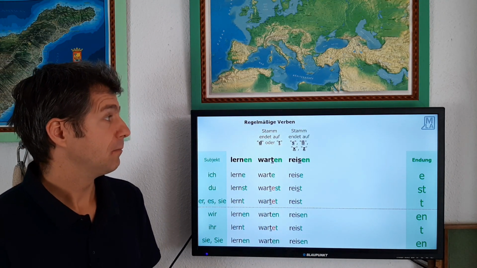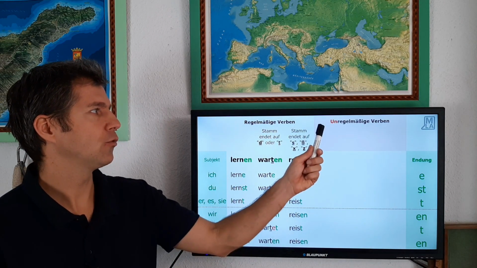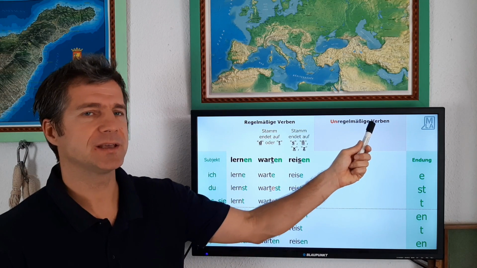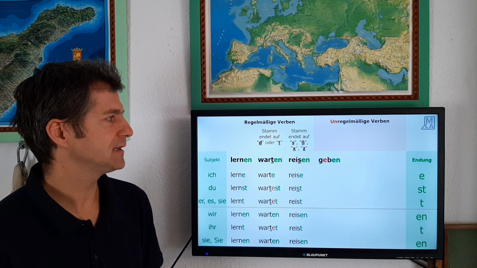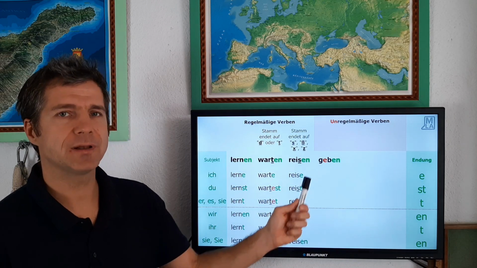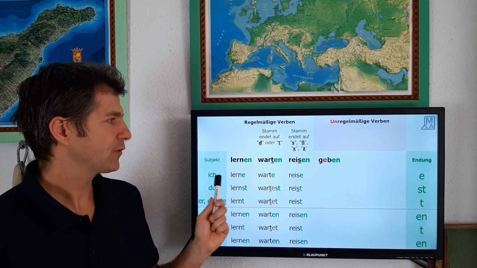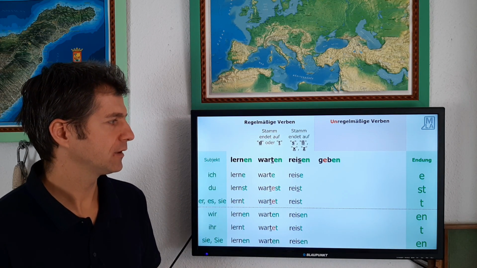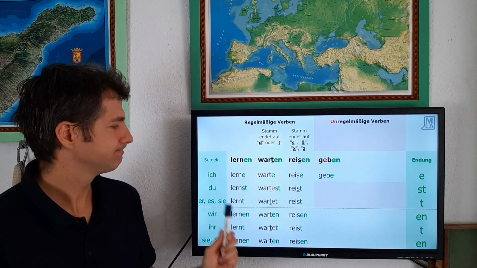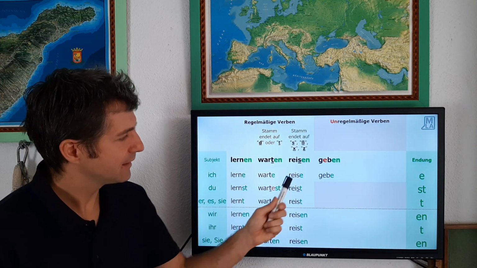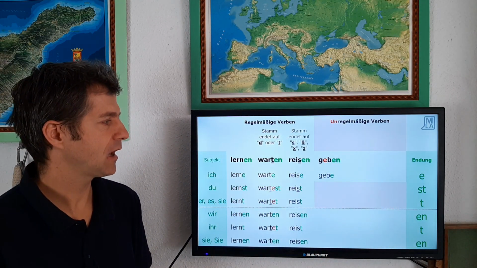Okay? But unfortunately, like in most languages, we have some irregular verbs, unregelmäßige Verben. Okay? And we actually have three different groups. So let's see our first group. One example, geben. Geben is to give. In first person, it would be regular. Ich gebe. No problem at all. But then, in du and er, es, sie, there it will be irregular. So let's see how it is.